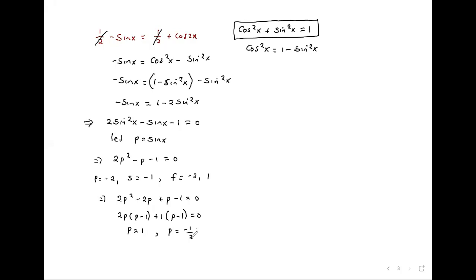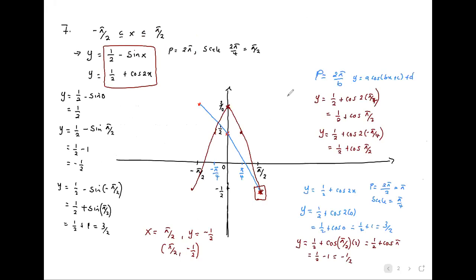Now when p is 1, it implies that sine x is 1. At which value of x do we get that thing to be 1? At x is equal to 90. When is x equal to 90? x is 90 when you have 1 this side. So we are done there, meaning we have answered this part here.